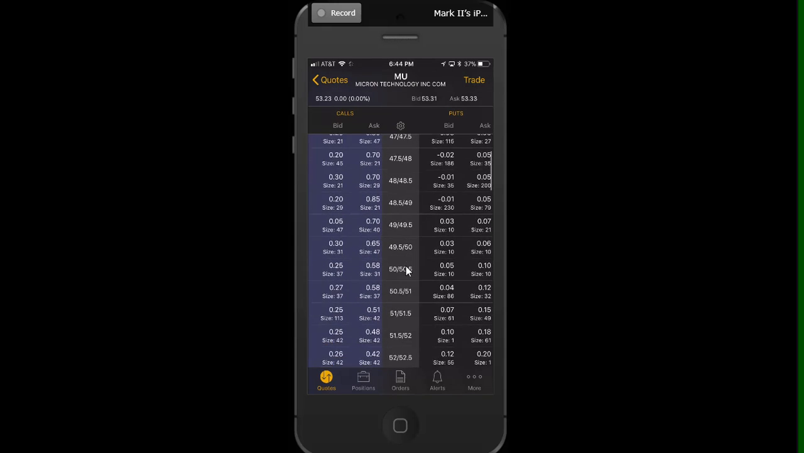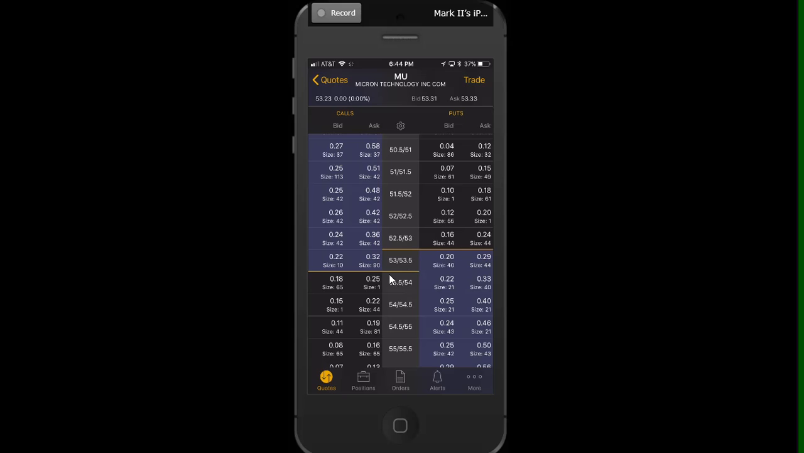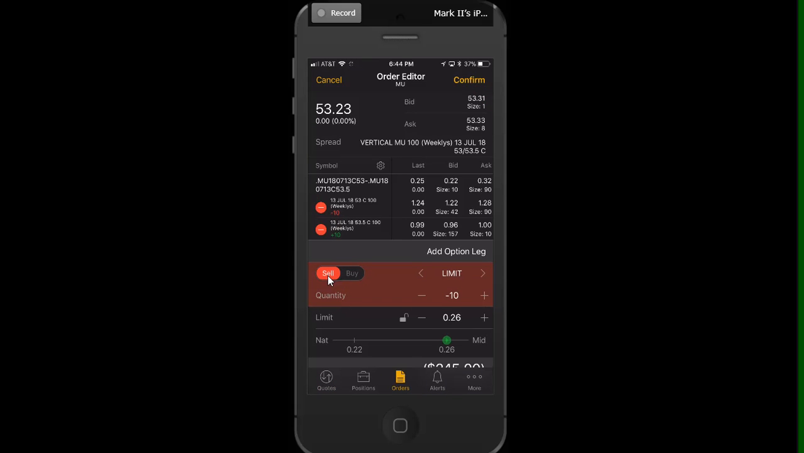So just scroll down. I normally just scroll down to where the at the money strikes are, and then I will adjust them later once I go into the order. In this case, you want to click on the bid since we're selling. So if I click on the bid at 0.22, it's going to bring it up as a sell, which is what we want, again, because we're selling a spread. If I had clicked the ask, it would have brought this up as a buy.